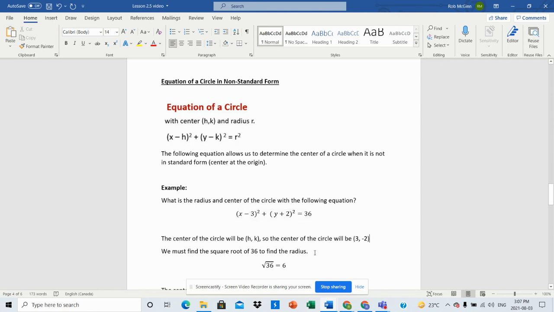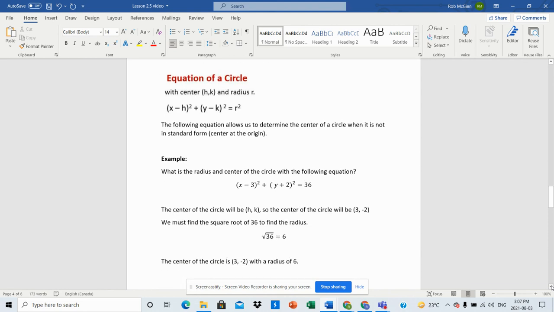Now, in terms of finding the radius, well, we have to remember this equation has already squared our radius. So to find the radius, we will have to take the square root of that. So the square root of 36 is just going to be 6. So now we've got all the information that we were requiring. The center of our circle will be 3, comma, negative 2. That's the coordinate points. And it has a radius of 6 units.